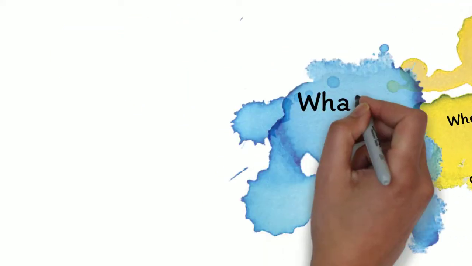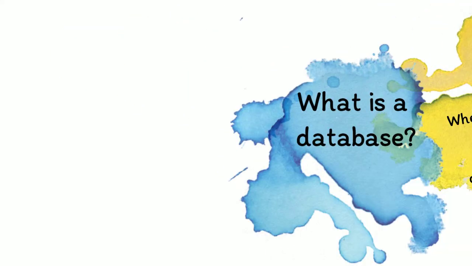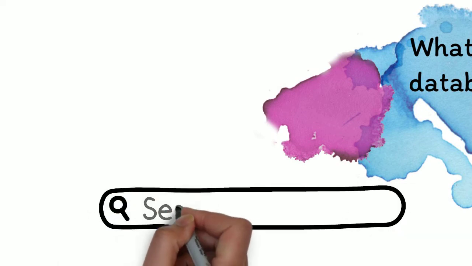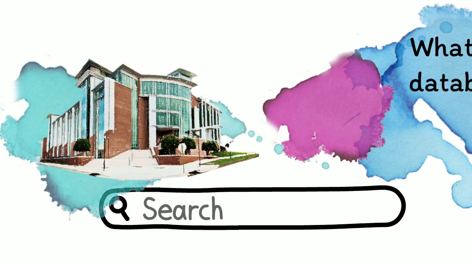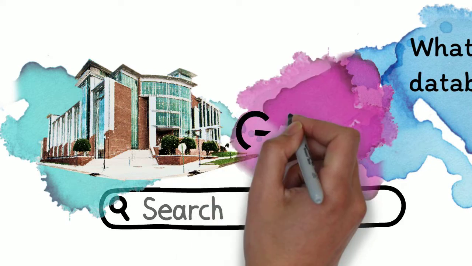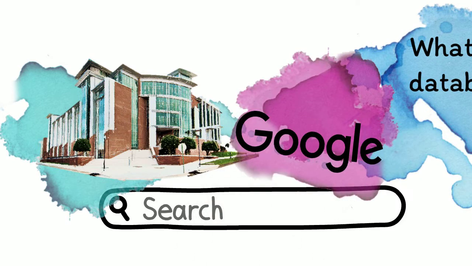What is a database? To put it simply, a database is a searchable collection of information. UTC library databases are searchable indexes of published, reliable information. Google could be considered a database as well. It's searchable and it gives you lists of results.